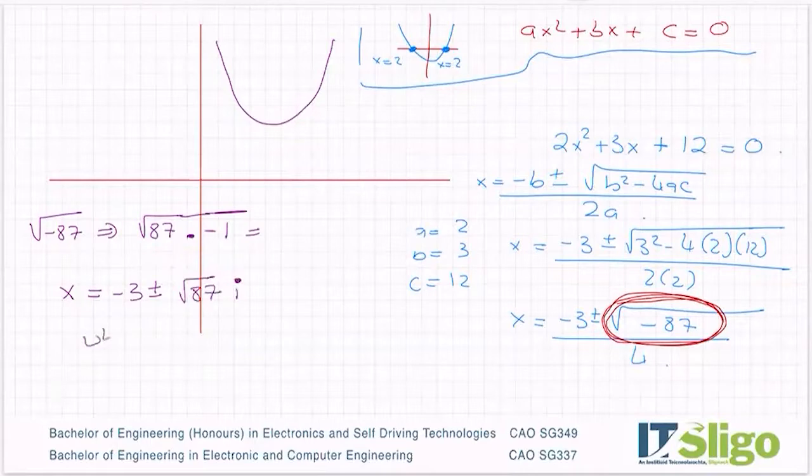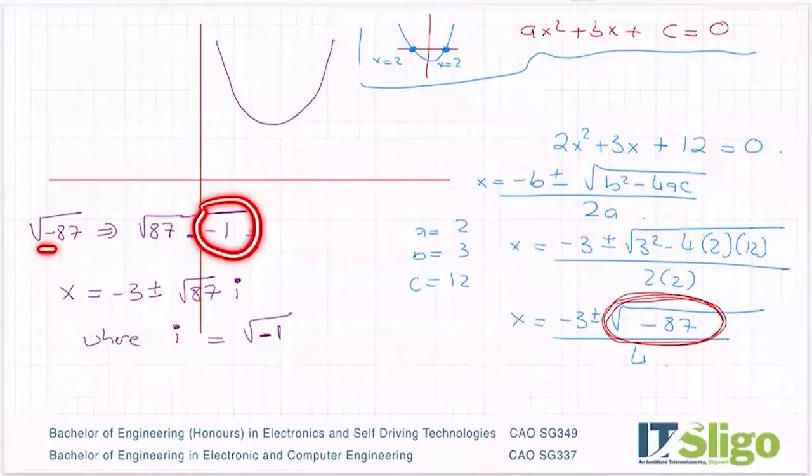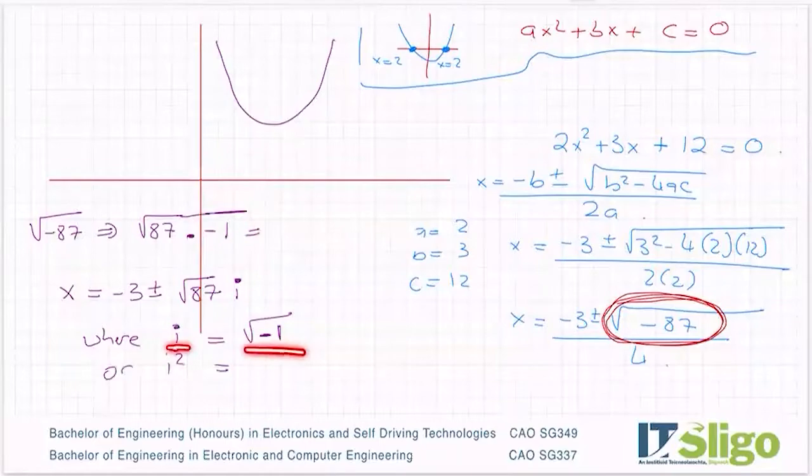Okay, where i is equal to the square root of minus 1. So in other words, I separated out the minus there, or i squared is equal to... so if I square that side, I square that side, you'll find the square and the square root sign cancel, and i squared is equal to minus 1.